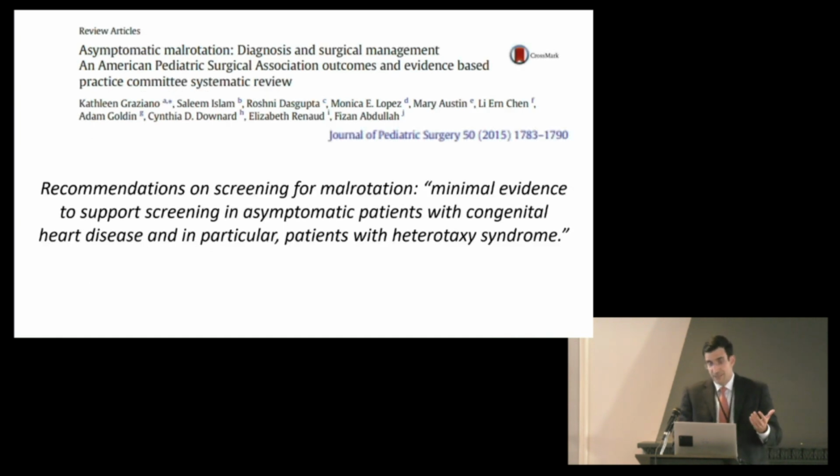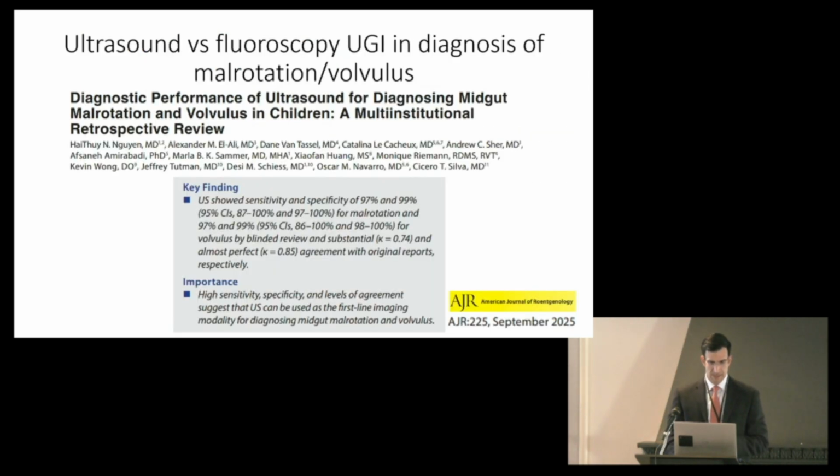So the recommendation from society guidelines within pediatric surgery is that there really isn't any evidence to support screening in asymptomatic patients. And so that's kind of our practice here in Boston. In many places, I believe that's the latest. What I mentioned earlier, just to get closer to wrapping up here, is something that we're probably going to start to look at in our institution.